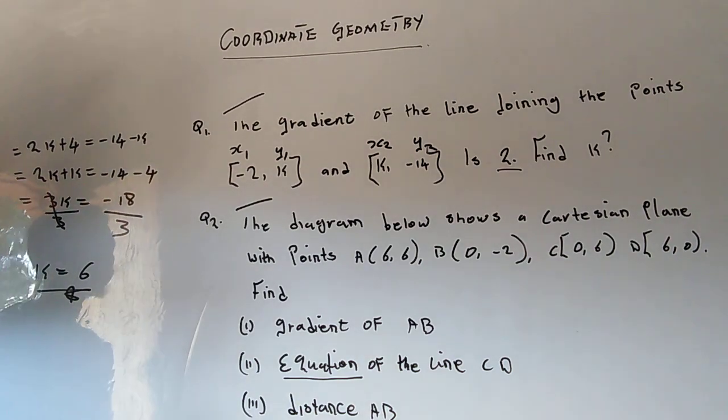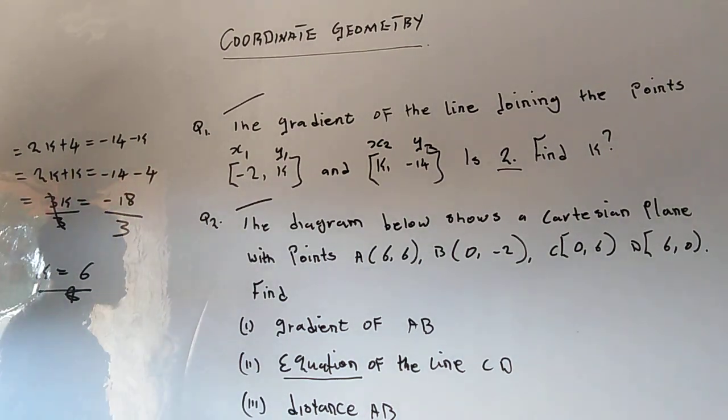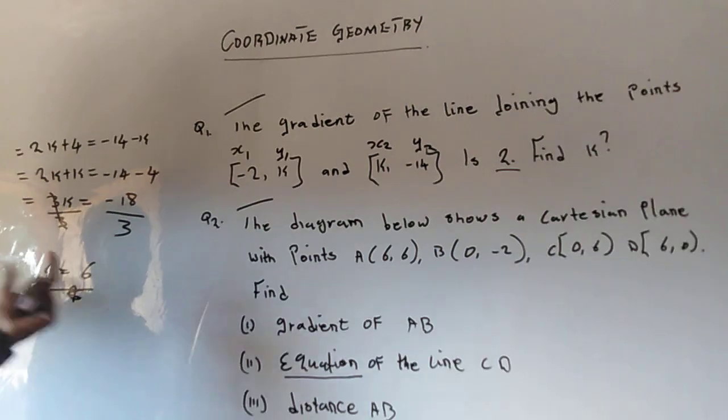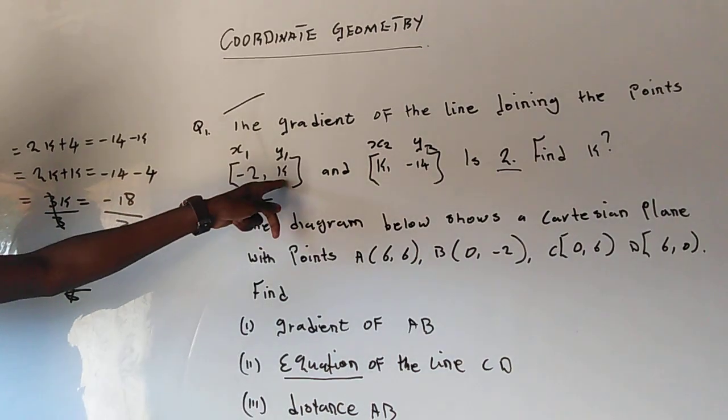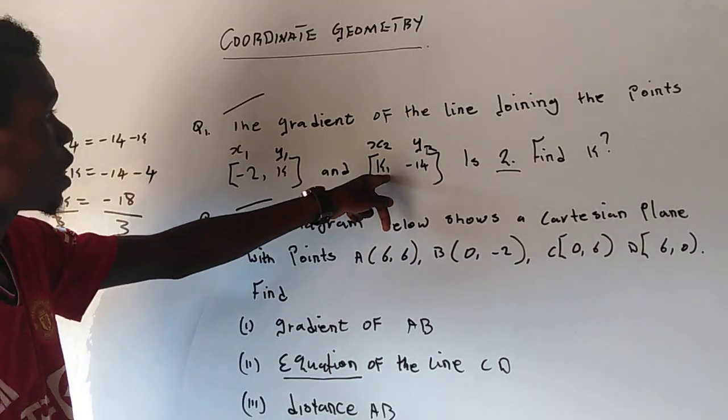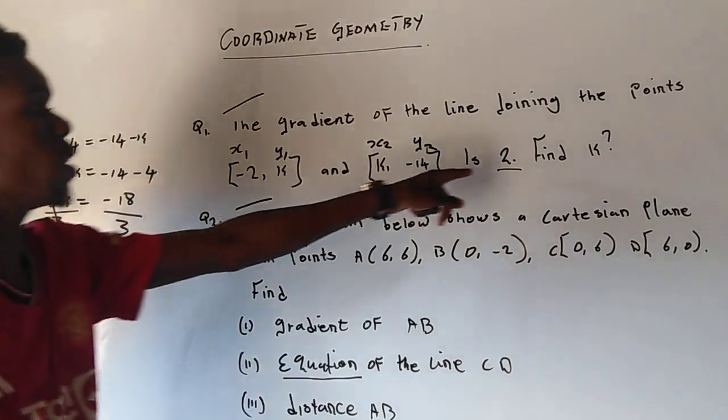If at all you want to prove that what you are doing is okay, or what you are doing is wrong, you can try and prove. Try and put 6 here. You also try and put 6 here. We see if at all we're going to come up with these two.